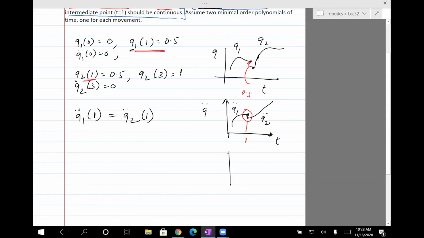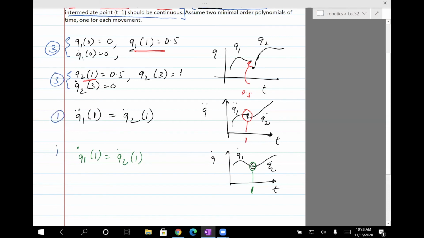So what we also need to do, and this is not stated in the problem, but something which falls from having the acceleration being continuous, is that q1 dot and q2 dot at this point, at time t equals 1, should be continuous. So that condition is q1 dot at 1 equals q2 dot at 1. Okay, so what we have here is 3 conditions here, 3 here, 1 here, 1 here. So total is 8 conditions.